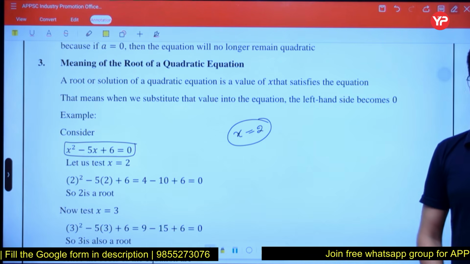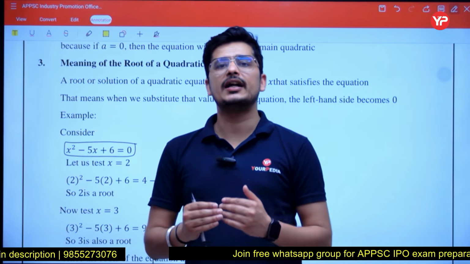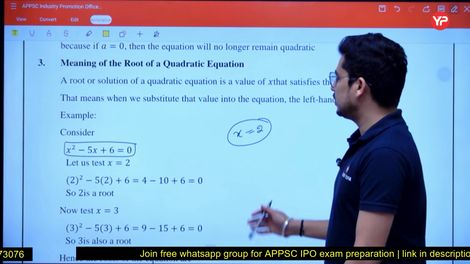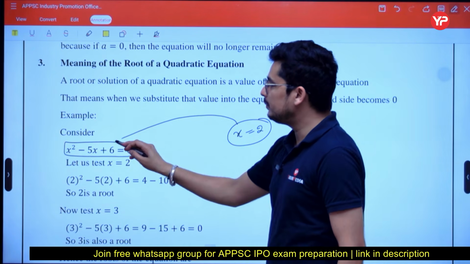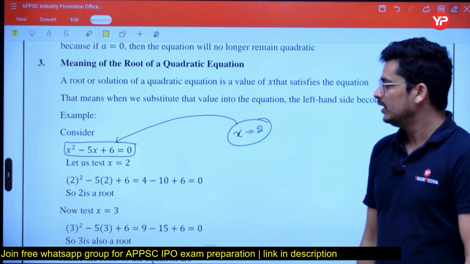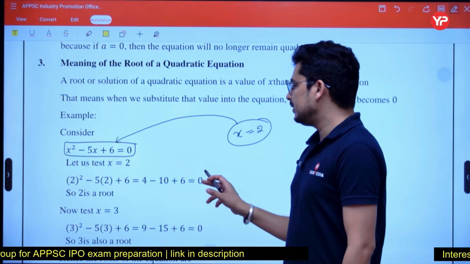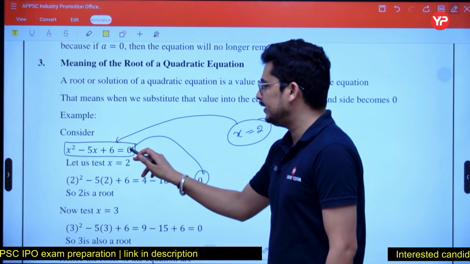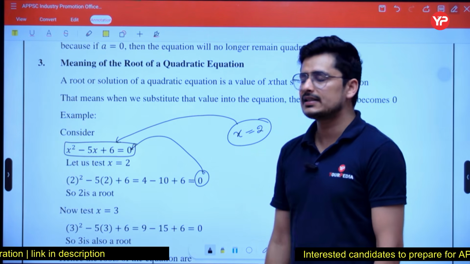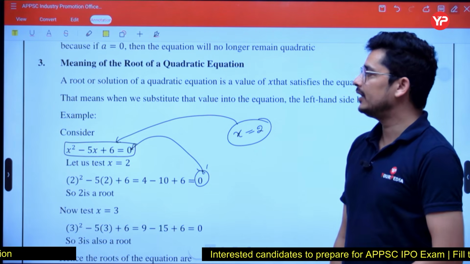If this quadratic equation has one root at x equals 2, what is the meaning of that? That value of x will satisfy this equation. If you replace x equals 2 into this equation, it becomes 2 square minus 5 into 2 plus 6, which becomes 0. It means the left hand side now becomes equal to the right hand side. Then we can say that 2 is the root of that equation.